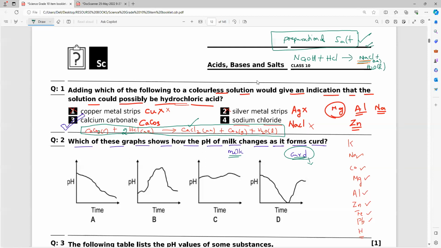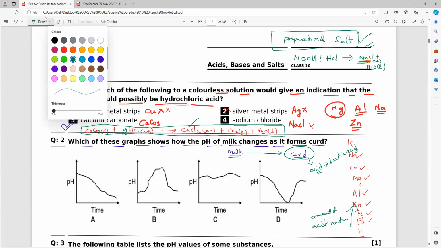We all know that curd has acid. What is that acid? Lactic acid. So lactic acid is present in the curd. Of course, milk also has it, but when the milk is turning into curd, the amount of acid is increasing. The acidic nature increases. Acidic nature increases means pH value decreases or increases?